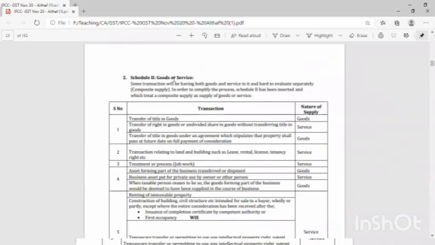The next one is schedule 2. The purpose of schedule 2 is that before the introduction of GST, there was a lot of confusion regarding some transactions, where you would be confused whether the transaction is a supply of goods or a supply of services, because in the same transaction you might be supplying both goods and services. So they listed out some confusing transactions and themselves say this is supply of goods, this is supply of services. To clarify that, they inserted schedule 2. Nothing important in schedule 2.